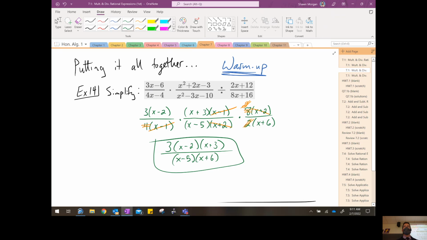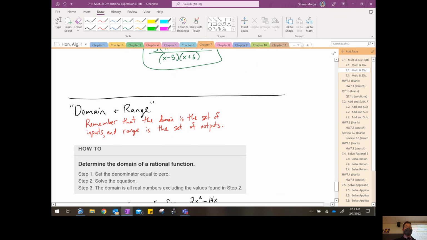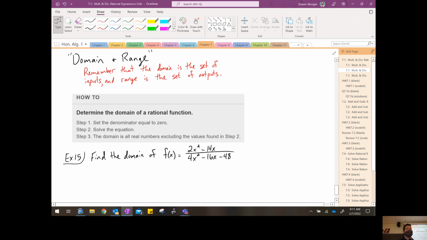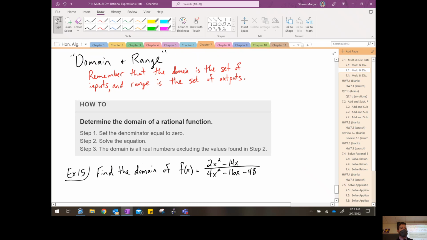Feeling pretty good about this little warm-up question? Putting it all together as far as multiplication and division is concerned. We're going to shift gears. We're going to talk about 2 vocab words from the first semester. Okay. Domain and range.